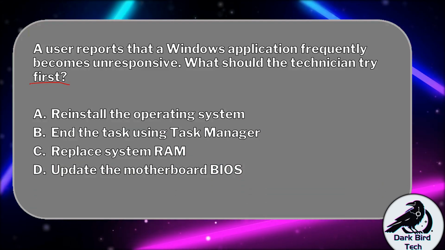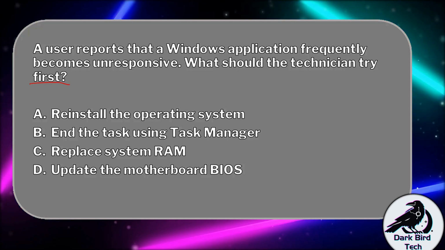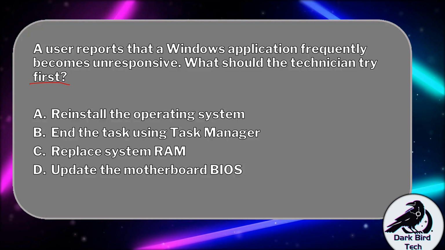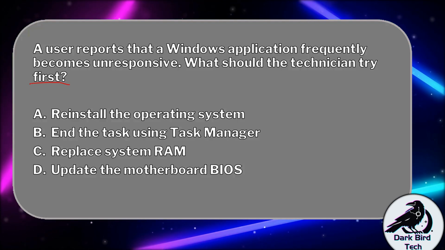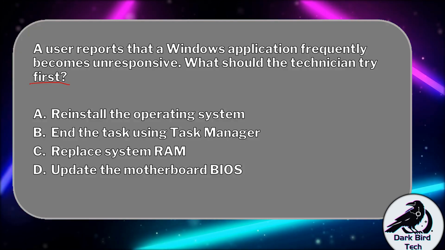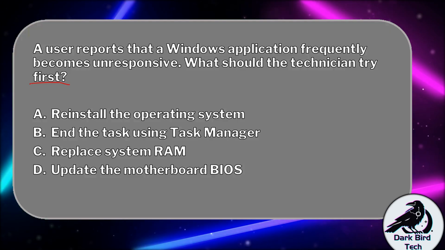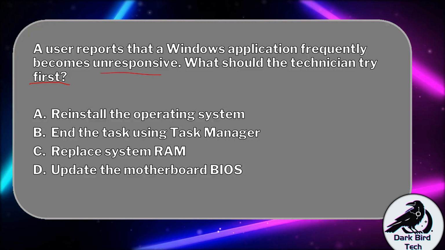Reinstall the operating system. Jeez. Bit of an extreme response, but hey. Option B, end the task using Task Manager. C, replace system RAM. Or D, update the motherboard BIOS. So reverting back to the question again, just to remind ourselves what's the issue we're dealing with. A Windows app frequently becomes unresponsive. What should you try first?